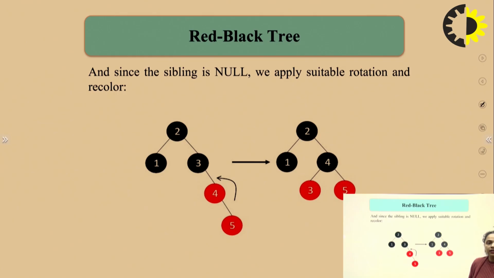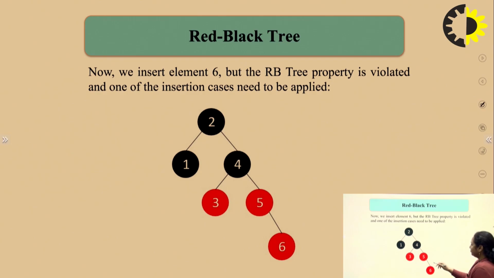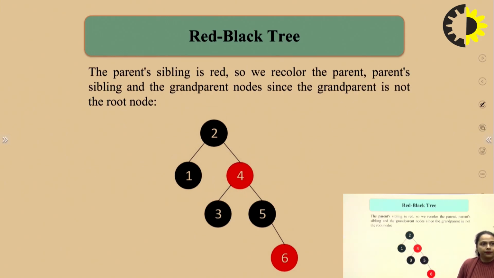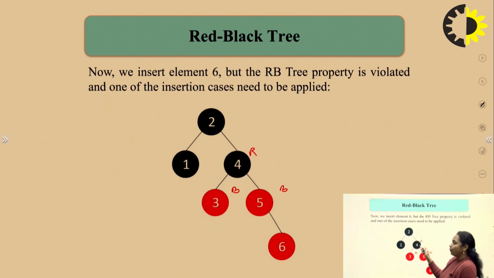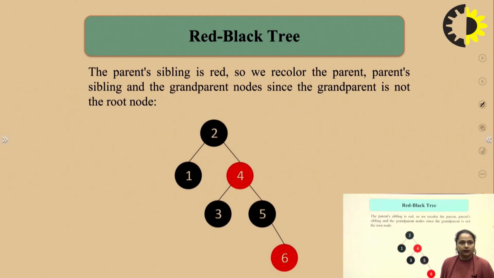Next we have to insert 6. 6 is inserted to the right of 5 at this position. You can see the parent's sibling is red in color, so only recoloring is required, and after recoloring this will become black, this will become black, this will become red, like this. Since here 4 is not the root node, it will remain red in color. So this is the tree.